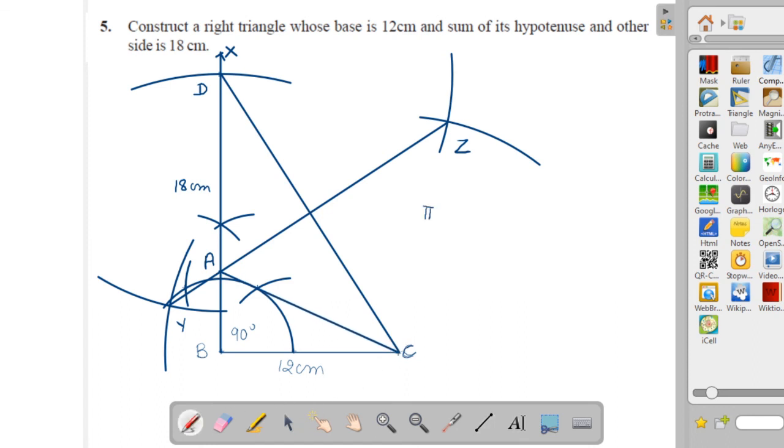Then ABC is the required right triangle.